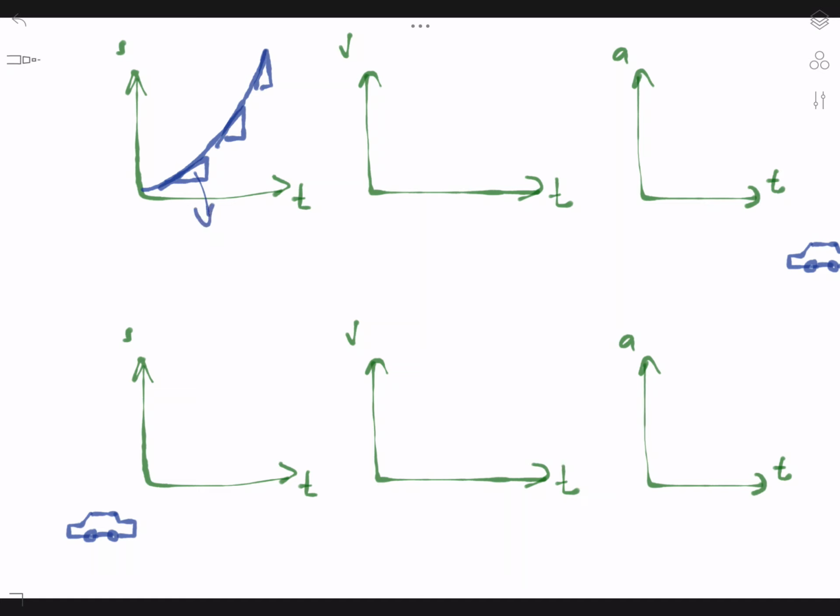For example, the gradient here is 2 meters per second, this one is 4, this one is 6. So when you plot on the VT graph, it should be a straight line like this. And when you convert to the AT graph, as we know, the gradient of this graph is the acceleration. So you're going to get one value here for the gradient, and the value is here, a straight line.